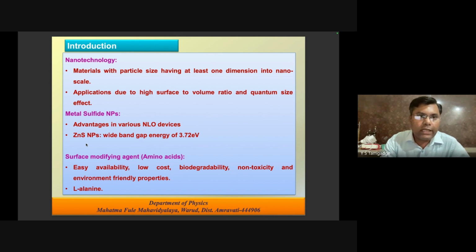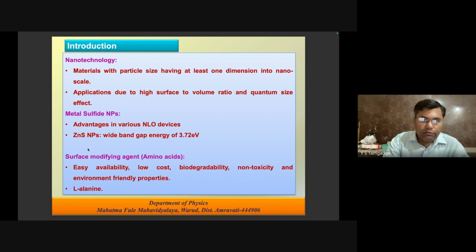So what is nanotechnology? We all know nanotechnology deals with materials with particle size having at least one dimension in the nanoscale. And why are we working in the nanoscale? Because it has various applications due to the high surface to volume ratio and also the quantum size effect. We all know that. And zinc sulfide is nothing but a metal sulfide. We have chosen this particular material because it has advantages in various NLO devices, and zinc sulfide has a wide bandgap energy of 3.72 electron volts.